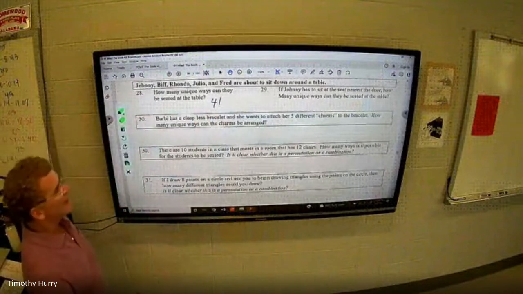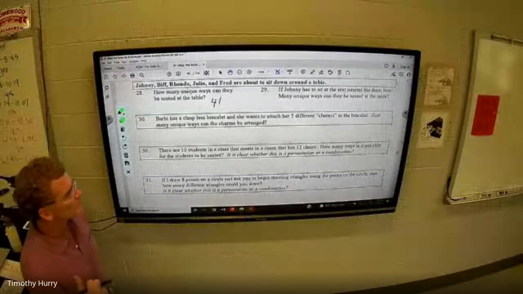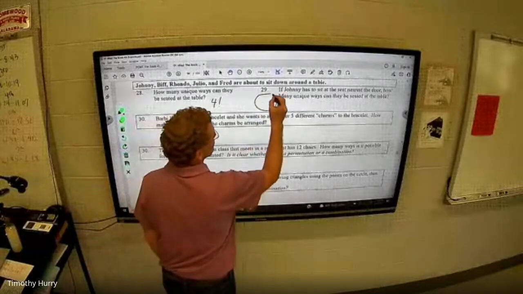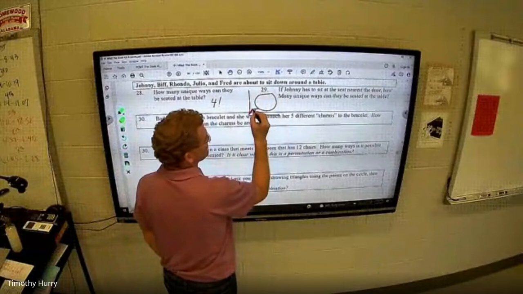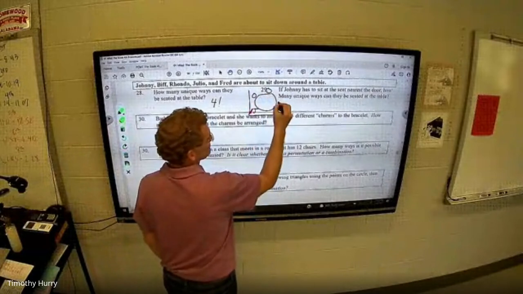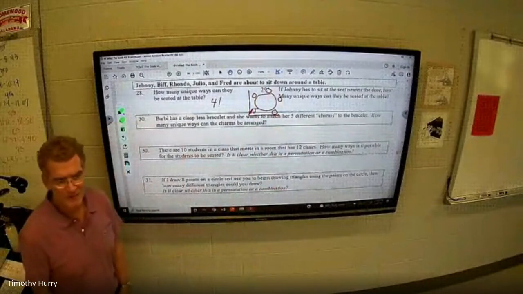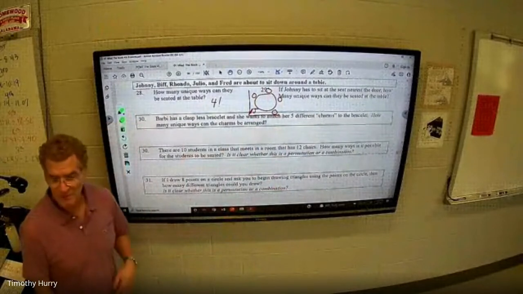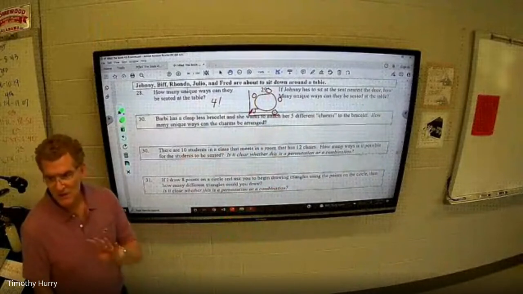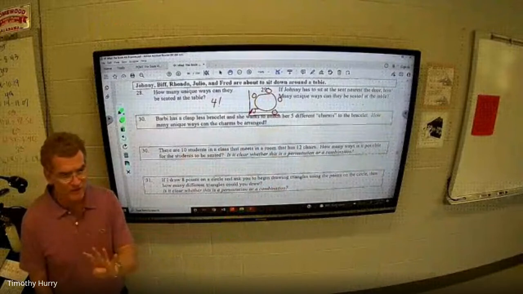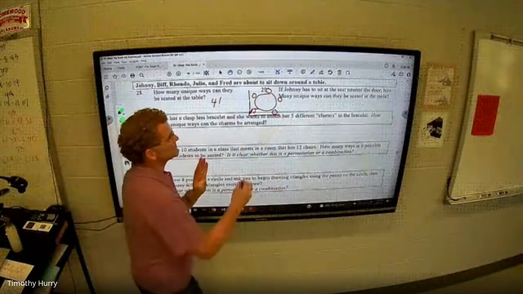If Johnny has to sit at the seat nearest the door, so you got this table again, let's just say the door is over here. Johnny has to sit there, and what is happening? It's impeding the circularity. So what am I arranging now? The rest of the 4 in a linear situation.